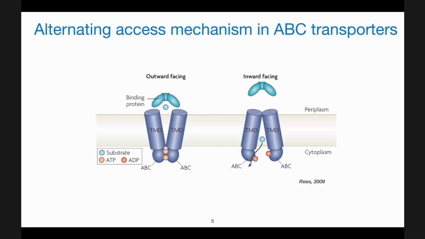So here is the basic alternating access mechanism in ABC transporters. The TMD domains open to either side of the membrane to cross the solute across the membrane. There are also some prokaryotic ABC transporters which use binding proteins that have high affinity for the solute, to sequester the solute and then transfer it to the TMD domain.